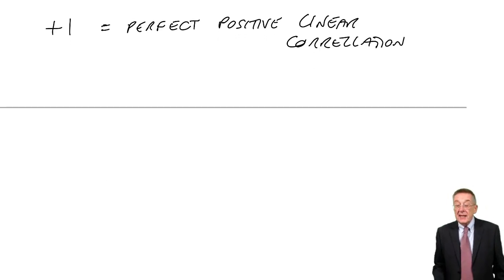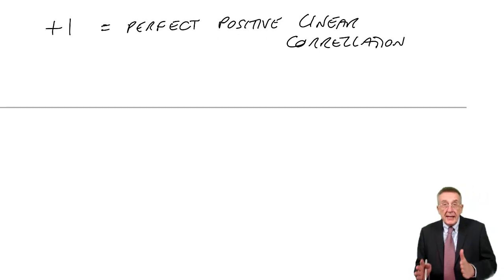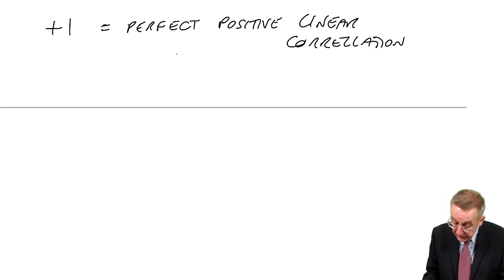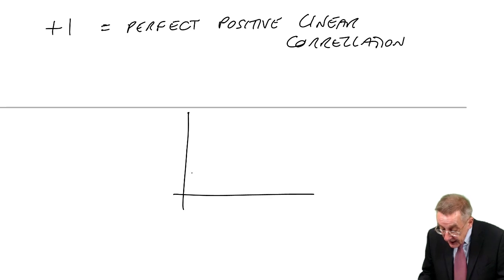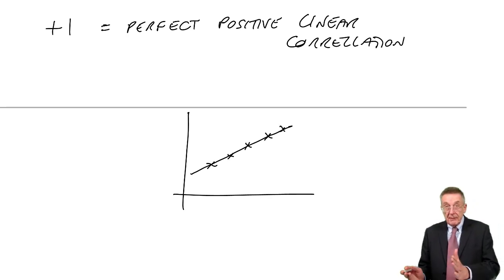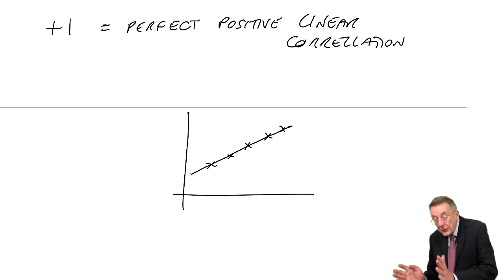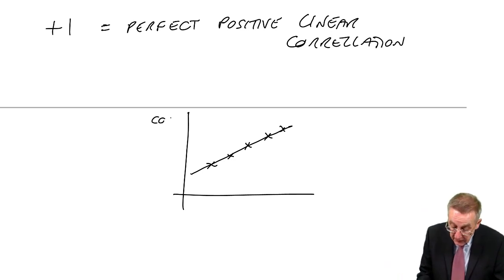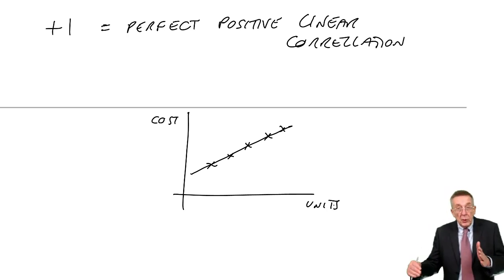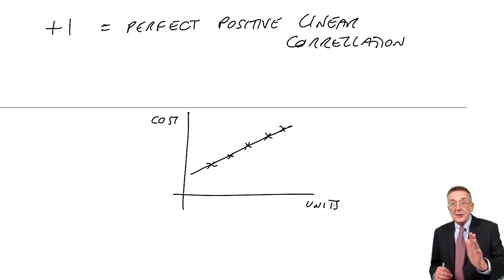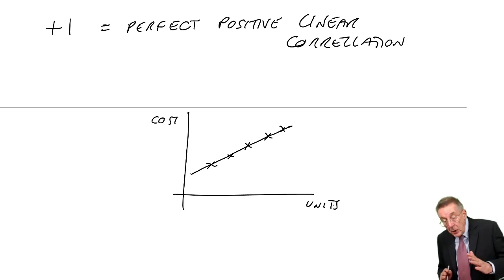And what that means is that if we did put all the points on a graph, the points would lie exactly on a straight line going upwards. That they both increase together, which is what was happening with ours. The cost is against the units. As you have more units, you have more cost. So they're both going up.